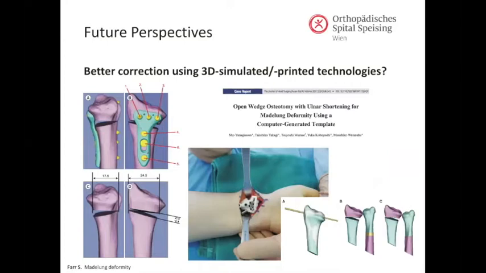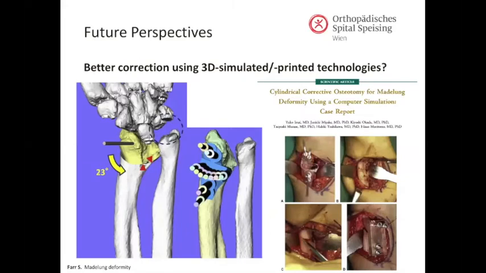So what we also have seen is 3D simulated and printed techniques, which have been used nowadays by some groups. So this is also a future perspective, which might help us to have an even better, even more precise correction than with a freehand dome osteotomy. Actually, in my hands, I think it works very well, but of course, precision can be enhanced with these 3D techniques. This has to be acknowledged.